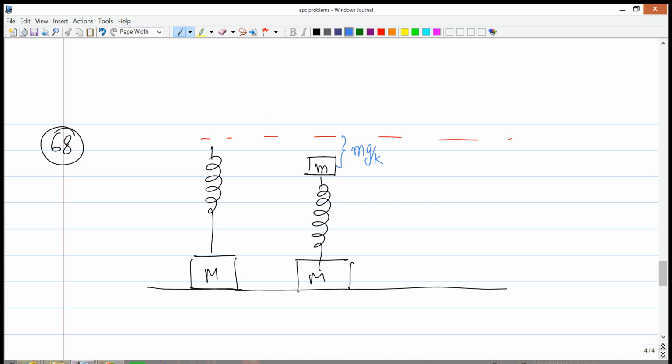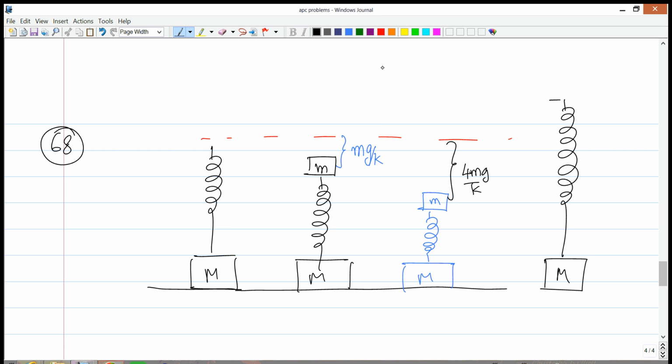mg over k. Now you further compress this mass, so now the mass m is here, the spring is here, and you compress it by an amount of 3 mg over k, so the total compression is 4 times mg over k. And what it says is, you let go of the mass at this point, so it's at rest, and this mass is going to fly up, and it asks what is the largest value of capital M that would lose contact with the surface.